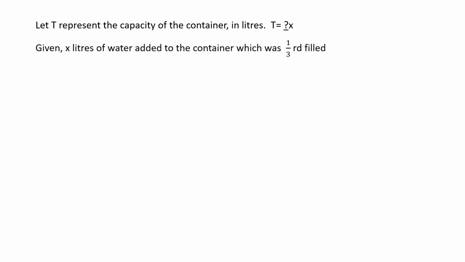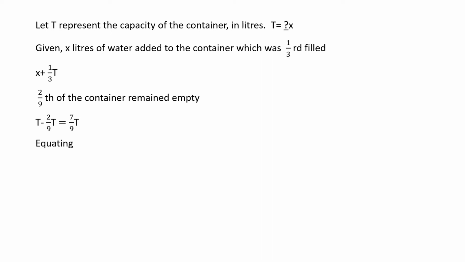We begin by assuming that T is the capacity of our container and we need to figure out T in terms of X. We're given that X liters of water was added to the container which was already 1/3 filled. So X plus 1/3 of T is the volume of water in our container, and we are given that 2/9 of the container remained empty. That means that T minus 2/9T, that's 7/9T, is the volume of water in our container right now. So equating both of these expressions, we get X plus 1/3 of T is equal to 7/9T.